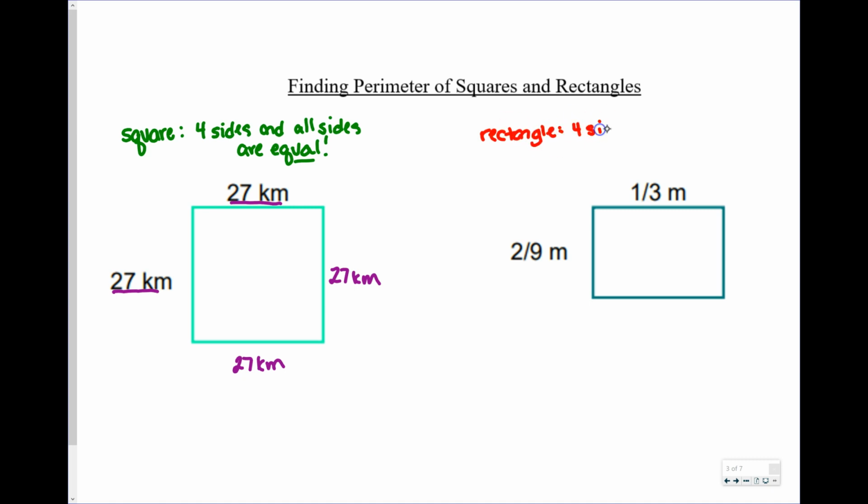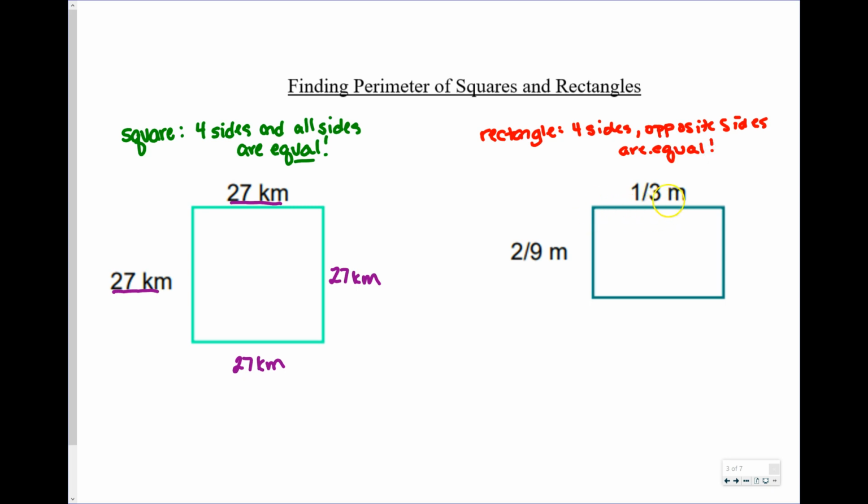It has 4 sides, but they're not all equal. But the rule is that opposite sides are equal. And I'll show you what I'm, oops, my pen did a weird thing. Opposite sides are equal. Let me write that correctly. So that's what that means.